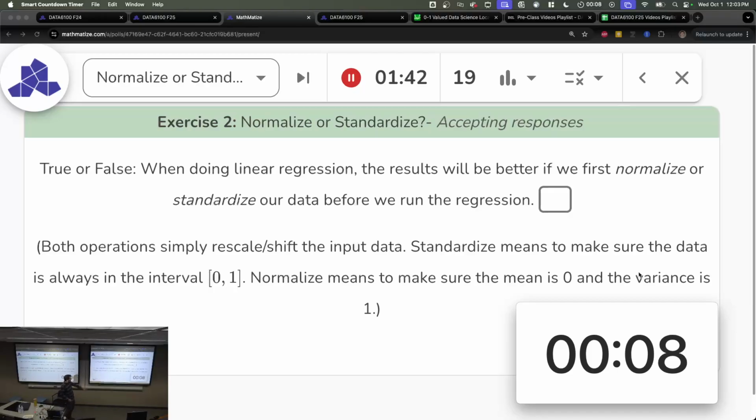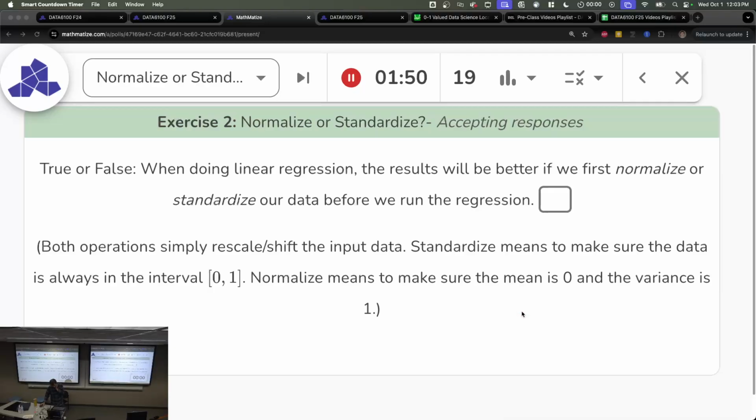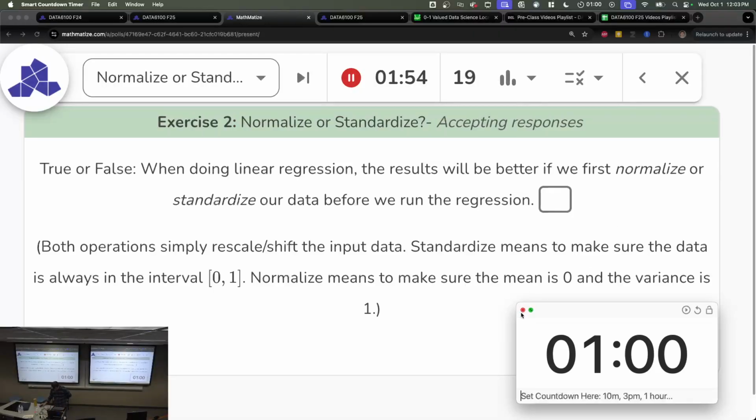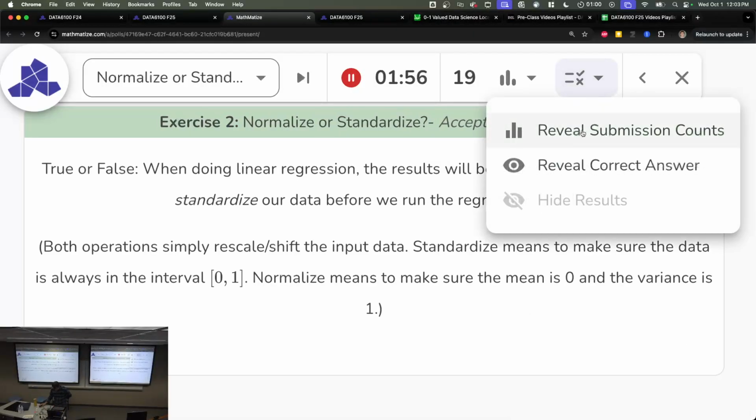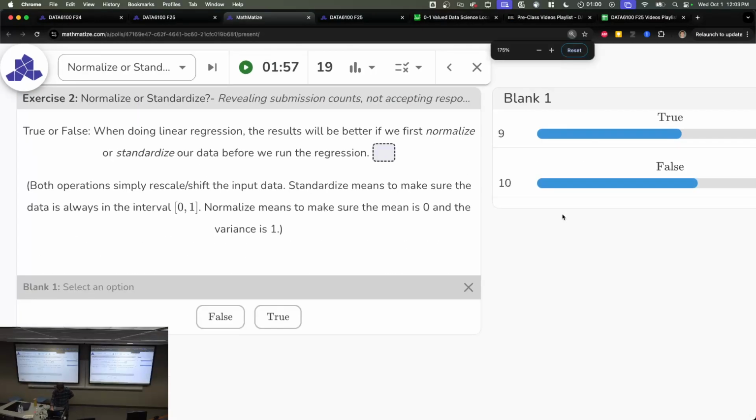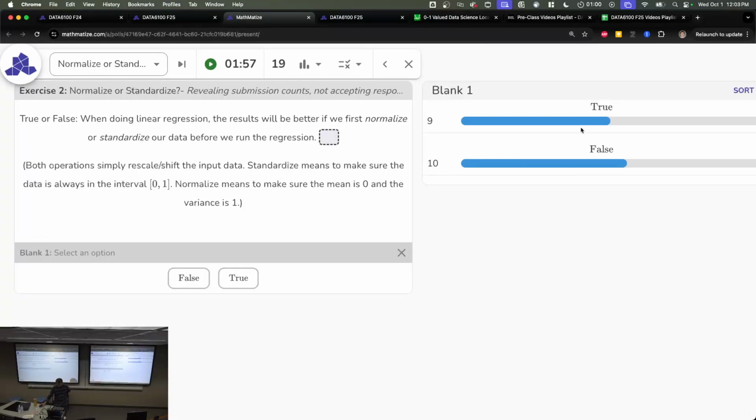All right, just a couple of seconds left. Will normalizing or standardizing help? Okay. What did people say? Drumroll. Whoa! It is almost perfectly split. True and false, 9 to 10. That is as close to 50% in each category as you can get.